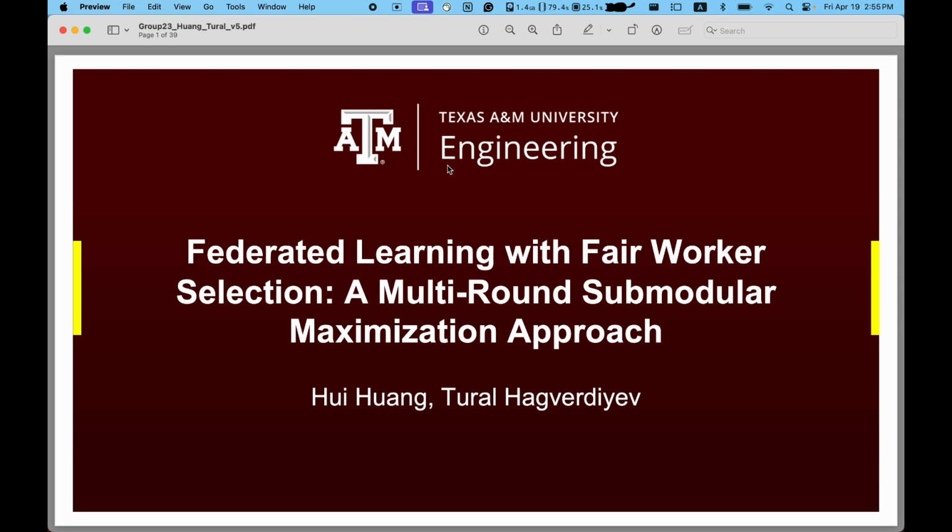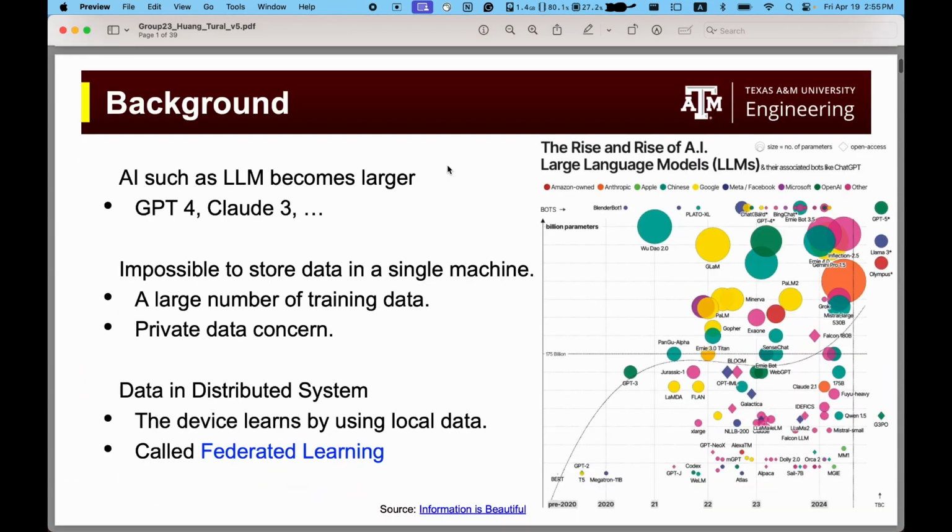Howdy, everyone. Today we will be talking about federated learning with fair worker selection and a multi-round submodular maximization approach. My name is Tural and my teammate is Hoy. So let's get started with the brief introduction.